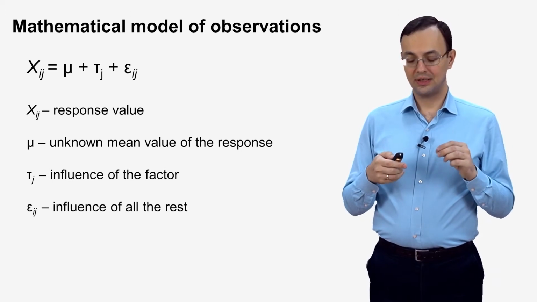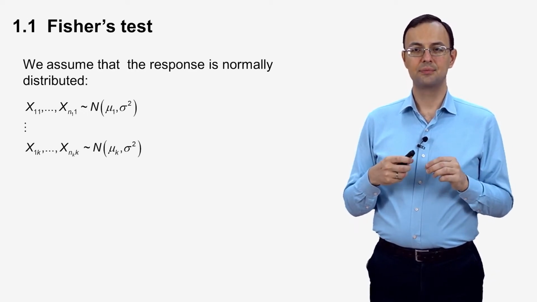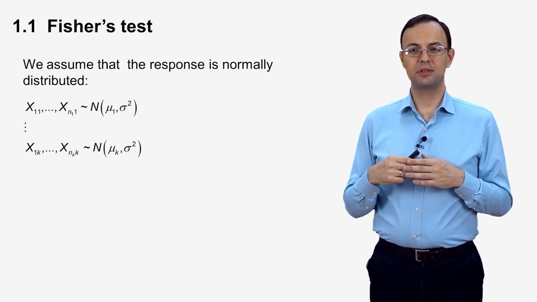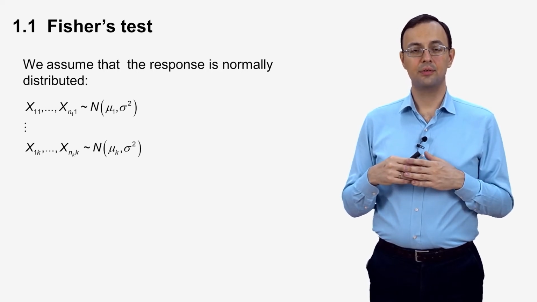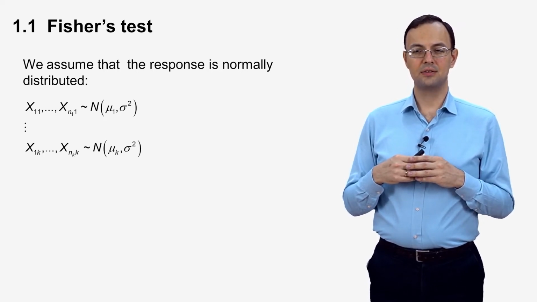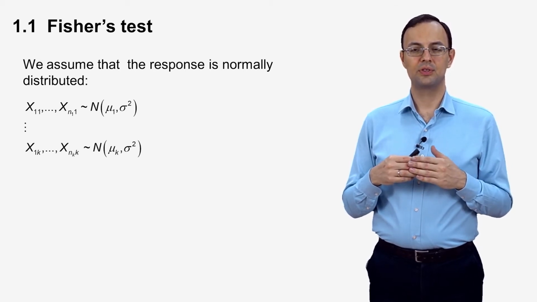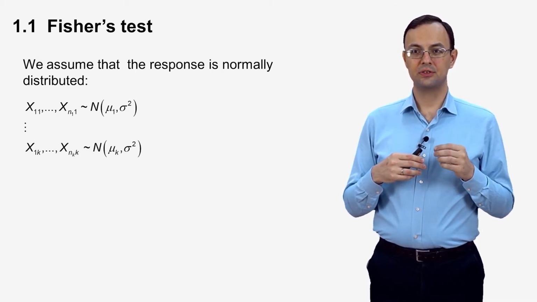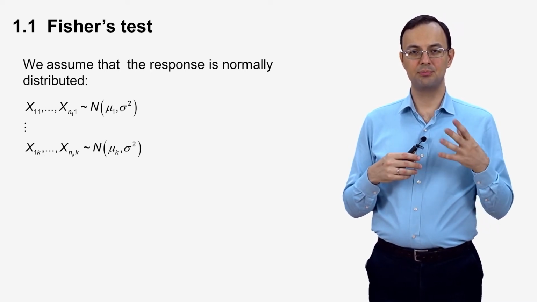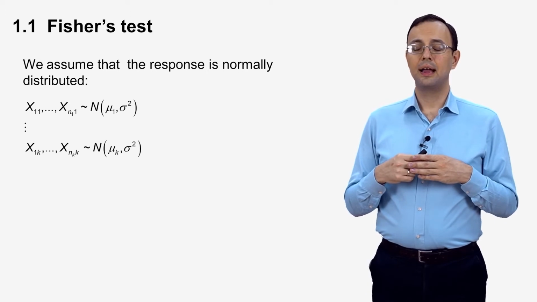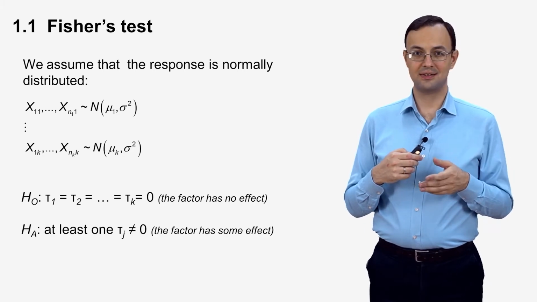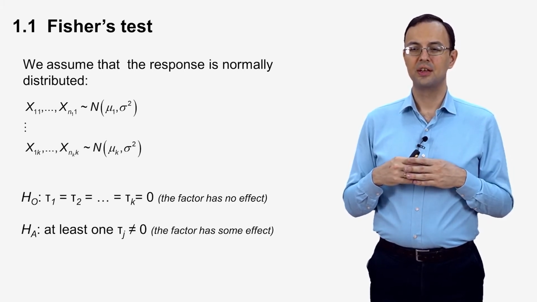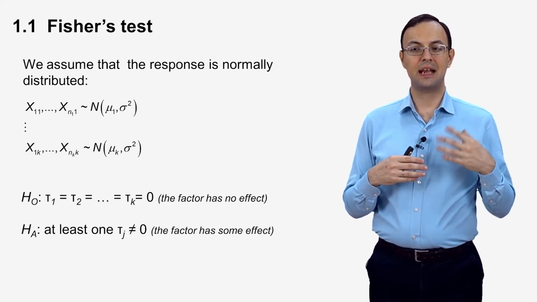So now let's consider the normal case when we assume that the response is normally distributed, that the response values follow normal distribution, and what is different is the mean value. So for the first factor level, mean value is mu1, for the second is mu2, and so on. In this case, we use Fisher's test, or F-test, to test a hypothesis that the factor has no effect against an alternative that the factor has some effect.